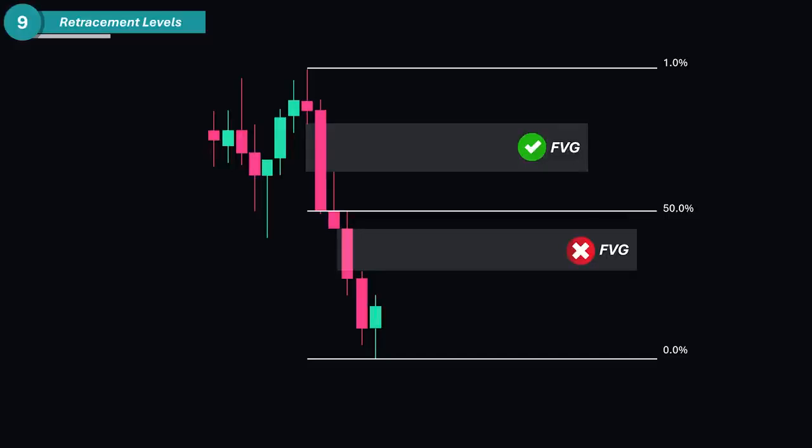With all being said, when a single bearish impulsive move creates multiple FVGs, we should prioritize those above the 50% Fibonacci retracement level to increase the success rate. Trading isn't about predicting every move, it's about waiting for the right opportunity and managing your risk when it comes. Focus on high-quality setups, stay patient, and let the market come to you.